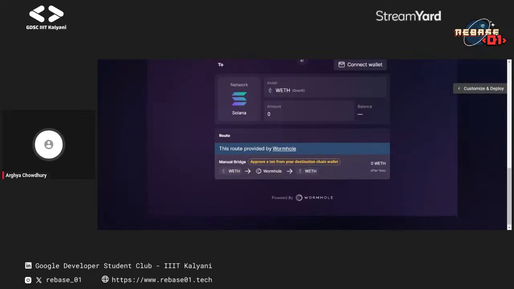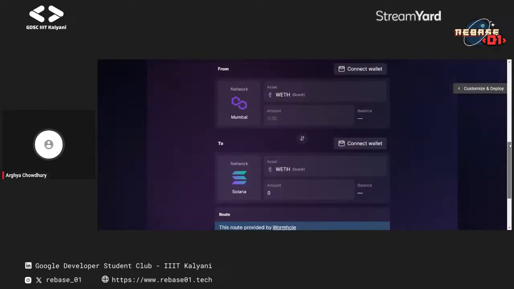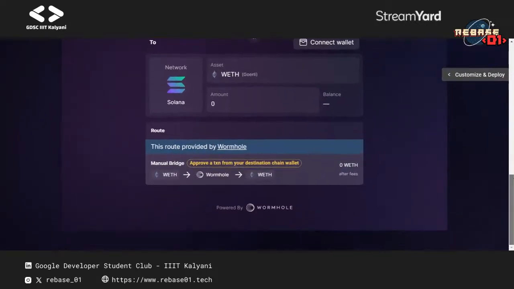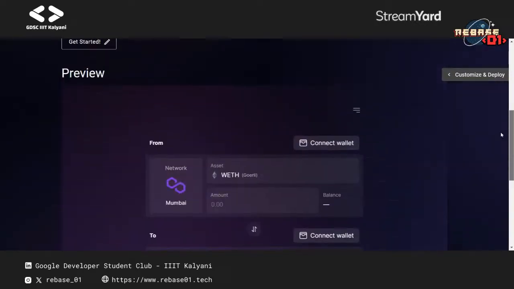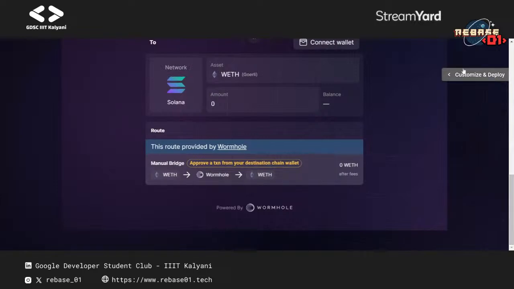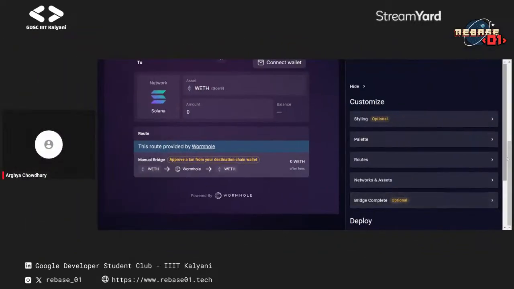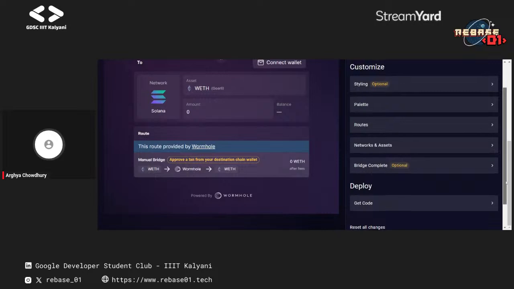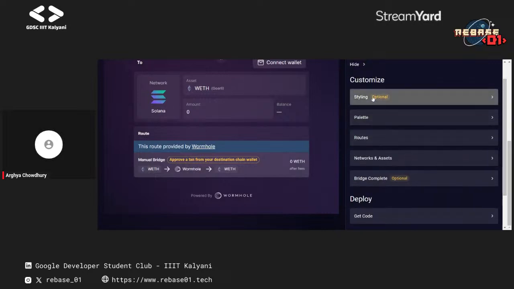And this is the route, basically. This is the route via which this cross-chain transaction will happen, from wrapped Ether to wrapped Ether, from Mumbai testnet to the Solana network. So this is how it will work. Once I do the connect wallet part, I can just do it on my own, and you can get the code from here as well, and you can even customize it. You can change the styling and routes and stuff. So let me get back to the blog.